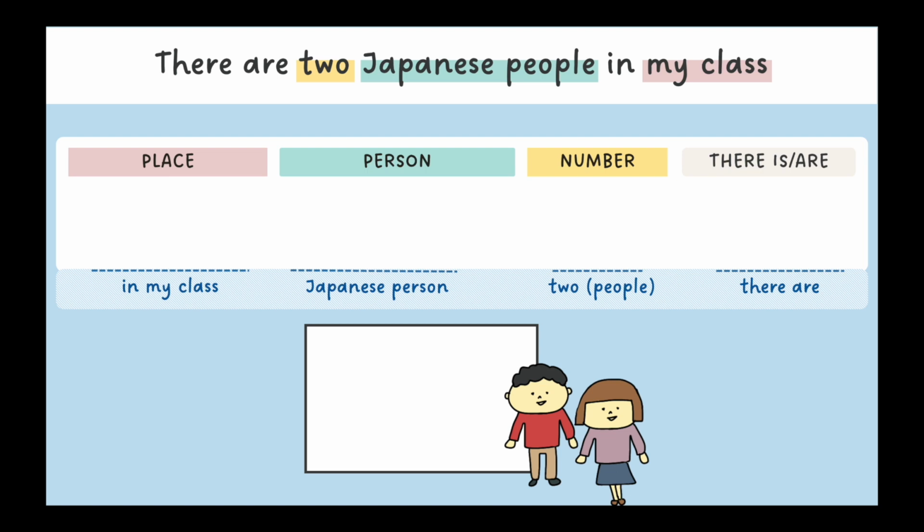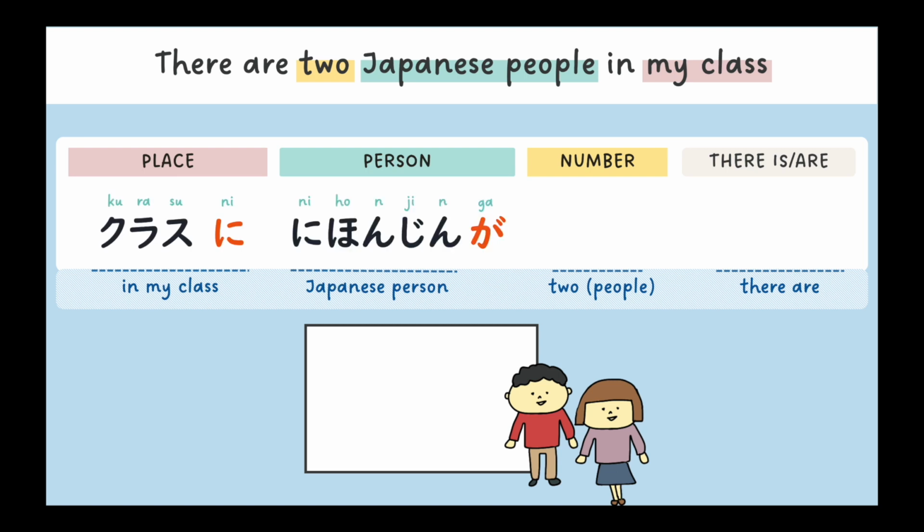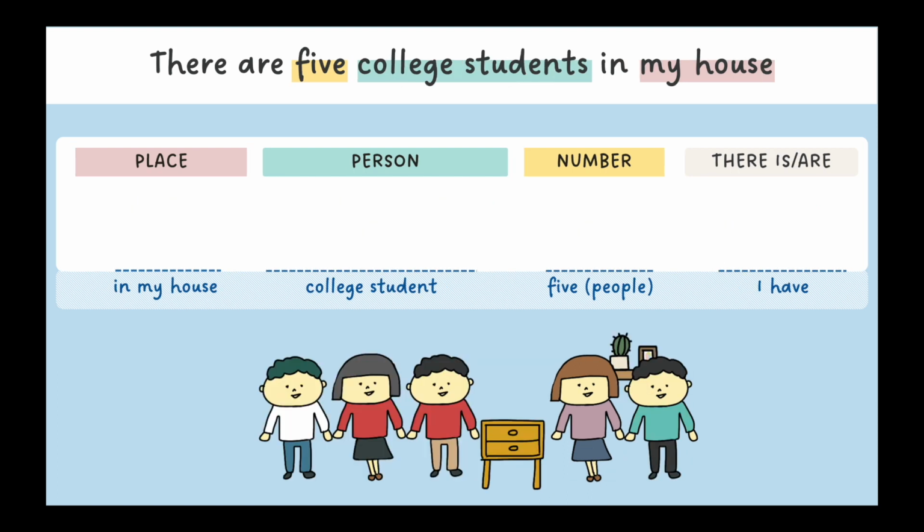There are 2 Japanese people in my class. クラスに日本人が2人います。How about, there are 5 college students in my house.